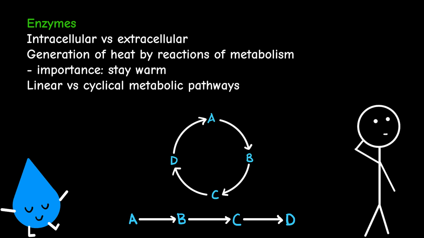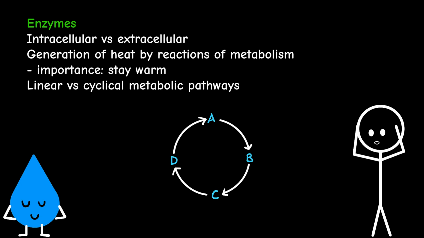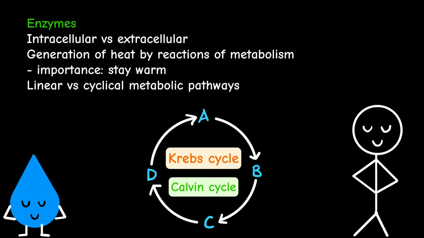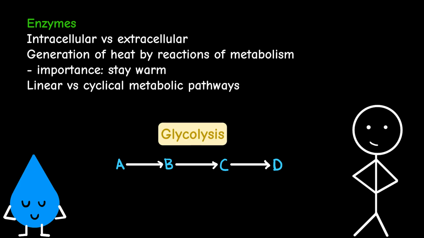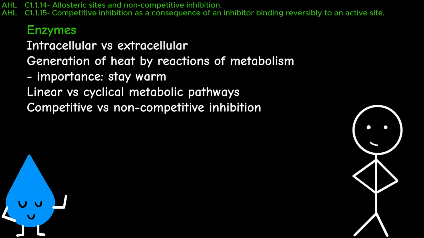Can you give me more examples of each? Examples? Think respiration, for example. Oh, Krebs cycle and Calvin cycle. And for linear, we have glycolysis. Great! Next, contrast competitive and non-competitive inhibition.